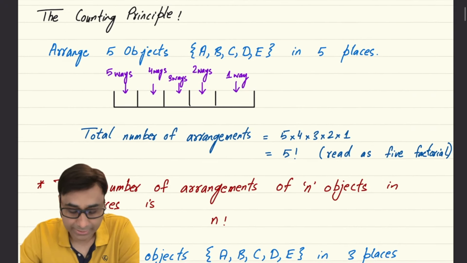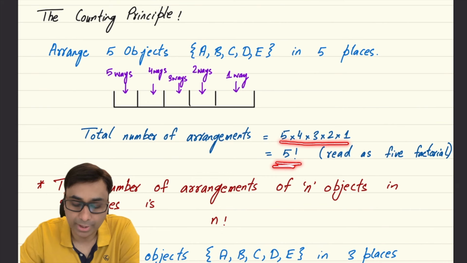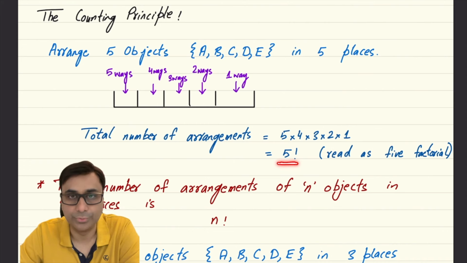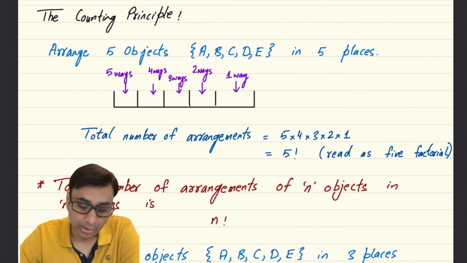Now this entire thing can be written down in short as 5 with this sign, which is the factorial notation. It's read as 5 factorial, which means that this is equal to 5 into 4 into 3 into 2 into 1. So whatever number you see over here, that keeps on getting multiplied till you reach 1, and that's basically how you read 5 factorial.